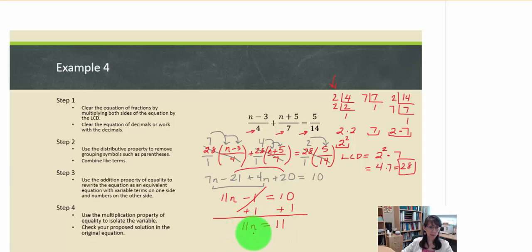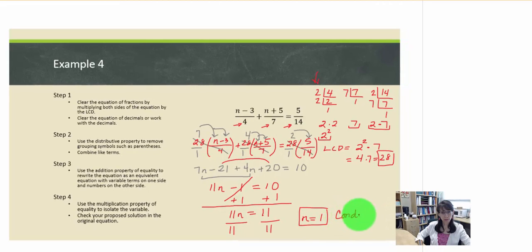And our final step, to get n isolated, notice n is being multiplied by 11, so the opposite would be divided by 11. Both sides of the equation are divided by 11. So now n equals 1. We actually have a solution, and when you do have a solution, it is called conditional. There is a solution, and that condition is that we let n equal 1, and that will solve the equation.